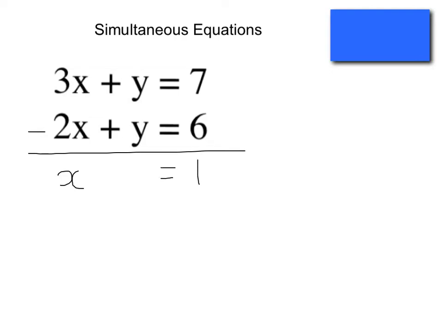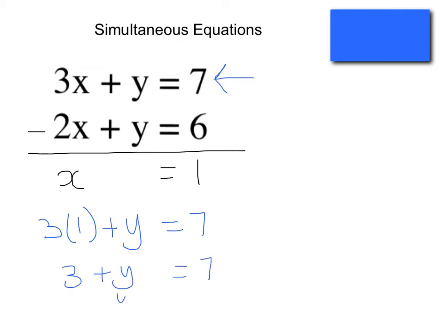So x equals 1. I'm then going to put my value of x equals 1 back into one of my equations. I'm going to choose to put it back into this one. So when x equals 1, 3 times 1 plus y equals 7. 3 plus y equals 7. So y must be 4.